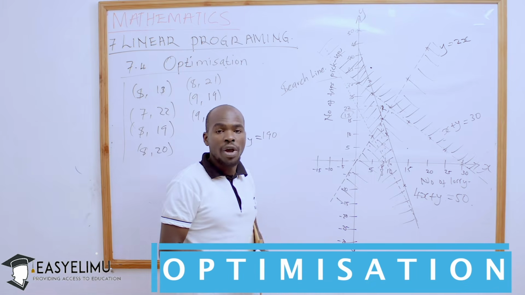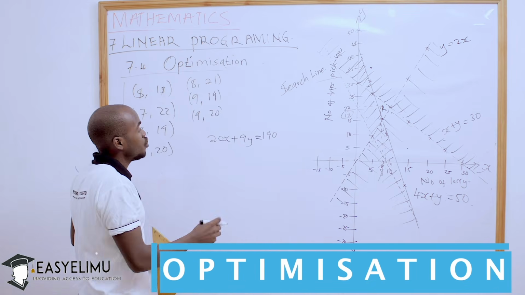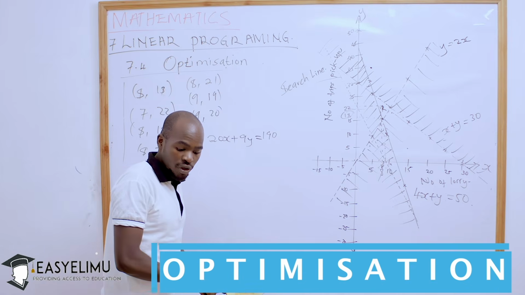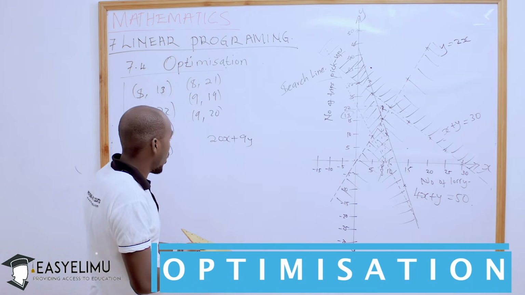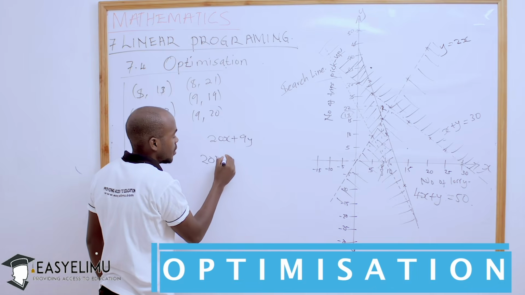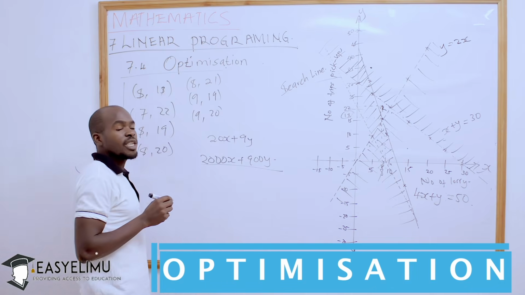If you draw a graph, that is how you do it. And if you find it, you replace in that direction, whereby now you will remove and use the initial one, which was 2000x plus 900y. So this was the objective function.